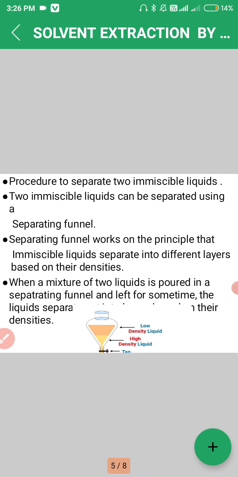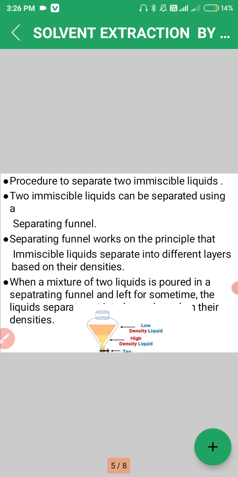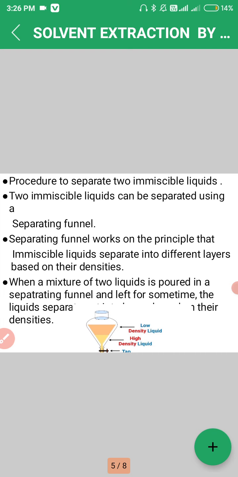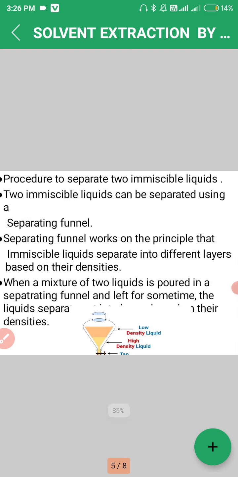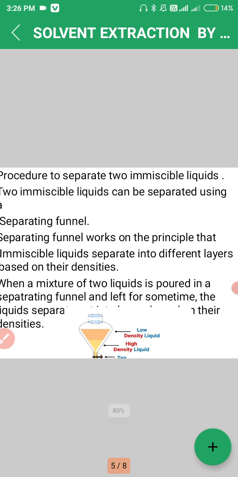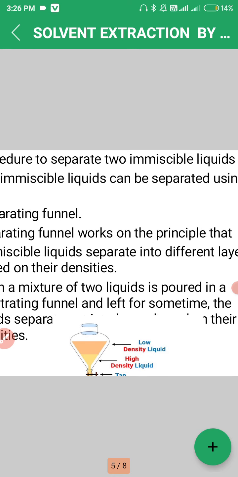When a mixture of two liquids is poured into a separating funnel and left for some time, the liquids separate. The separation will proceed again. The density is important.